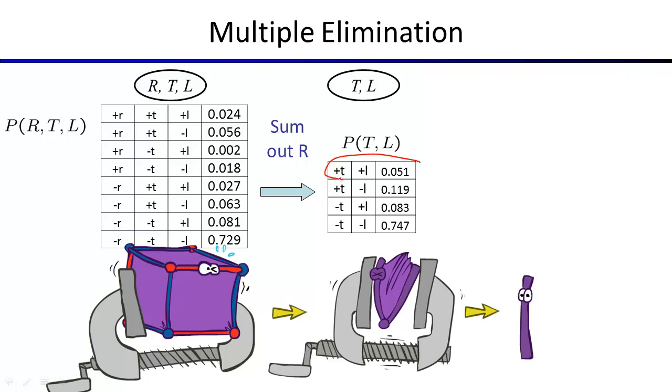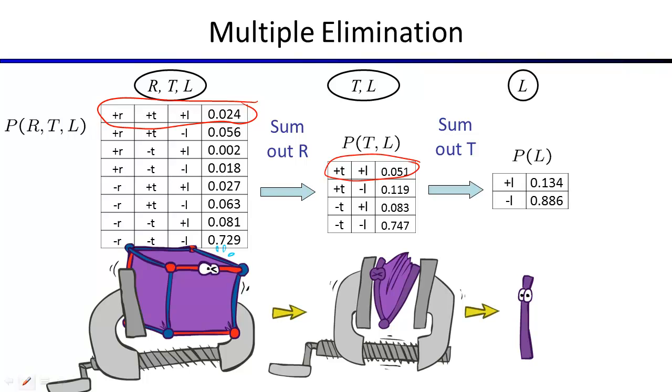So if you look at plus T plus L, those entries are computed by summing together the corresponding entries in the original table. So plus T plus L is over here, and plus T plus L is over here. Summing those together gives you the corresponding entry, summing out over T. Again, same procedure. So those are the only two operations we need to do inference by enumeration. It also will turn out the only operations we need to do variable elimination. Any questions about the join operation or the elimination operation?